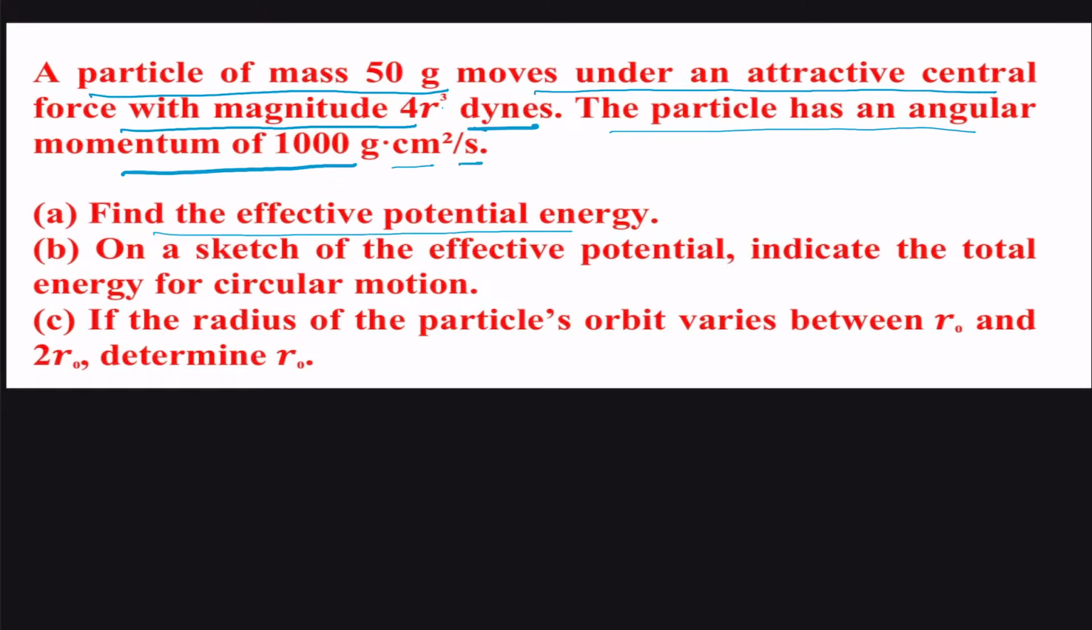Find the effective potential energy. On a sketch of effective potential, indicate the total energy for a circular motion. If the radius of the particle's orbit varies between r0 and 2r0, determine the value of r0. Okay, so this is the basic question given to us. And we need not worry so much about these units. We are just going to solve the question.